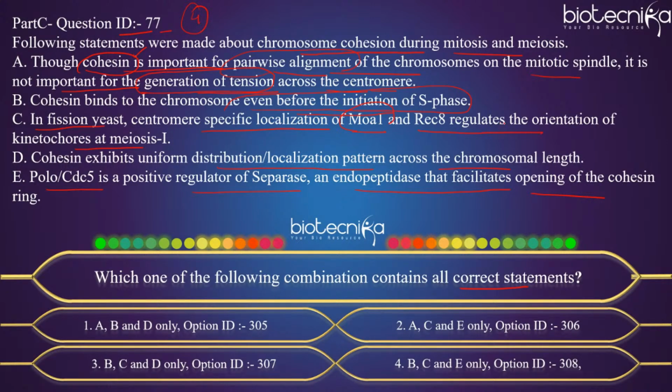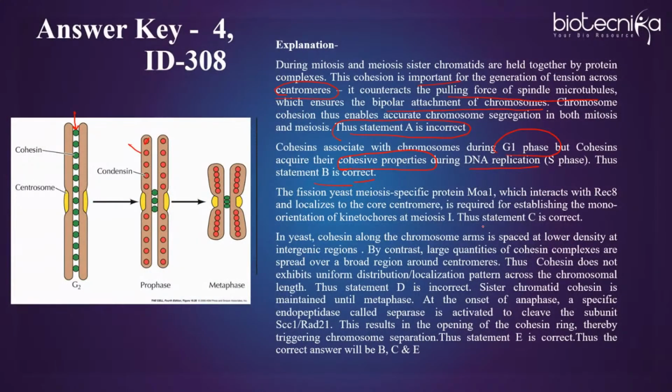So, it regulates the orientation of kinetochores at meiosis 1. Right? So, what this protein does, MOA1, it is responsible for chromosome segregation during meiosis 1, allowing meiotic Rec8 to establish the centromeric central core. So this is one of the important proteins that is responsible for chromosome segregation. And Rec8 binds the sister chromatid. So that is why over here we find that statement C is again correct.